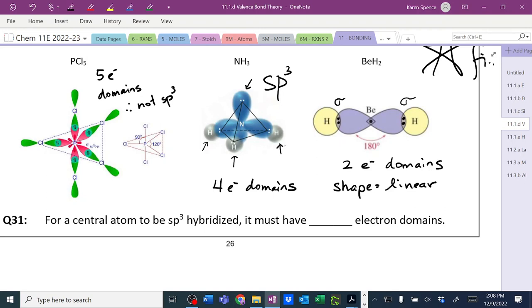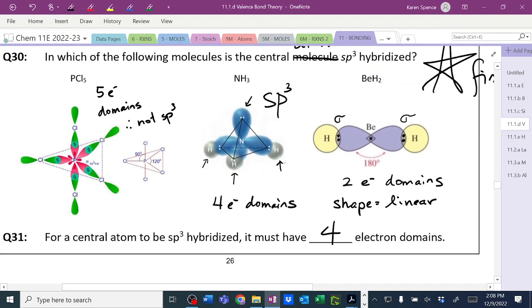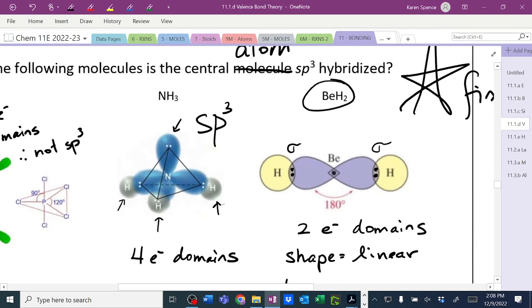So for a central atom to be sp3 hybridized, it must have how many electron domains? 4. Anyone want to take a guess as to the hybridization of BeH2? That would mean it would have an S and two P's, which would give us just SP.